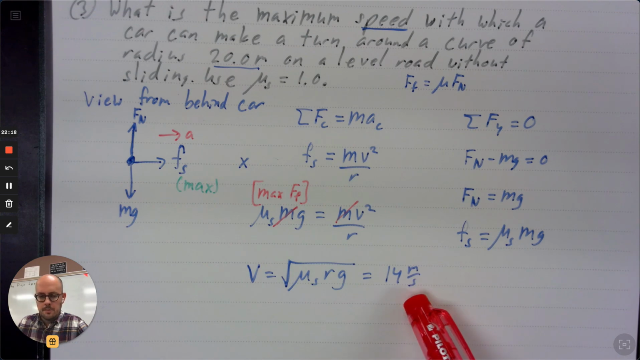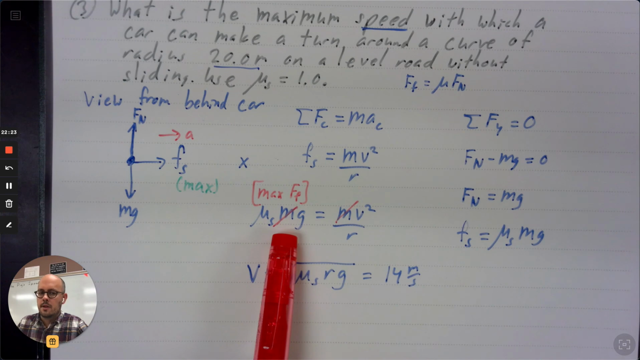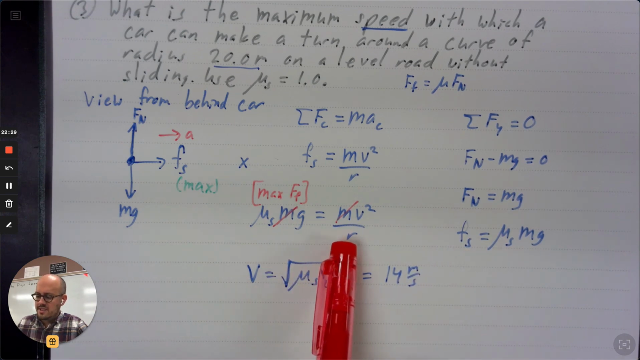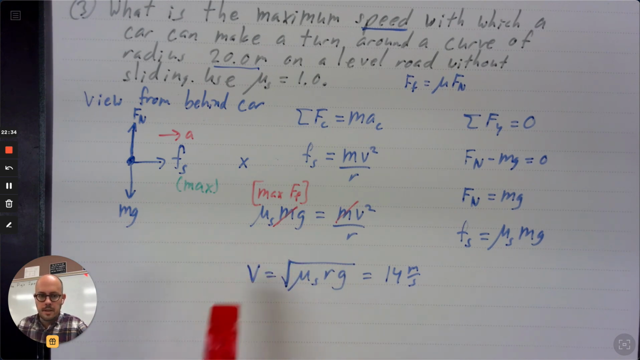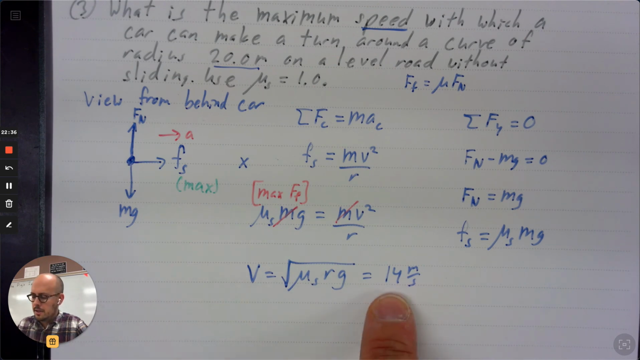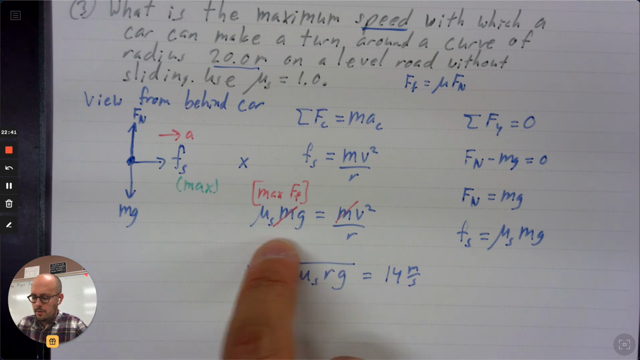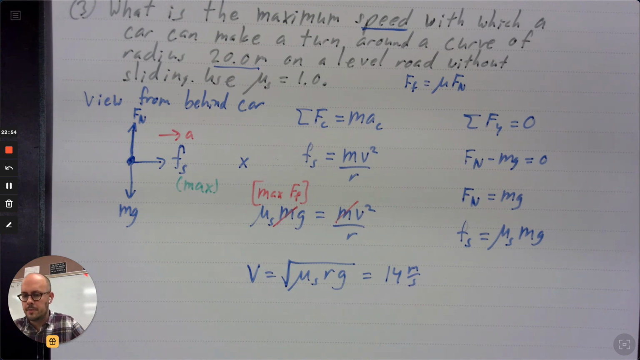Once we get up to 14 meters per second, we are pushing this equation to its limit. If the car were to go 15 meters per second, then the friction force needed to keep the car going in a circle wouldn't be enough to keep up. So this speed represents the maximum speed you could put in here to equal the maximum static friction force. Any speed above this, the car starts to slip. Any speed below this, everything's fine. It's going to stay static on the road. So that's the limit of that.